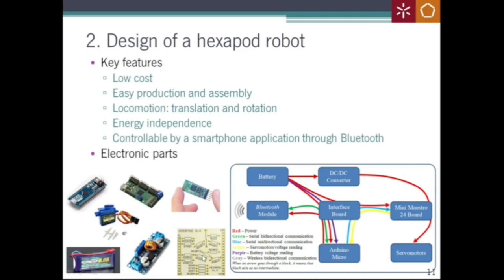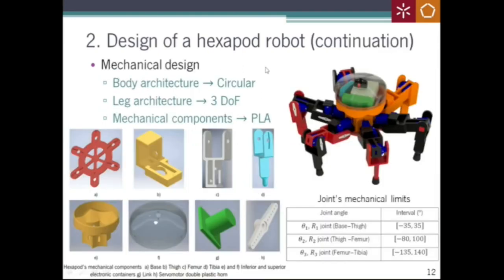To find the battery capacity in order to meet the autonomy objective, preliminary calculations were carried out to estimate the consumption of the servo motors. This image shows how the components are interconnected. The next step was to design the body structure.